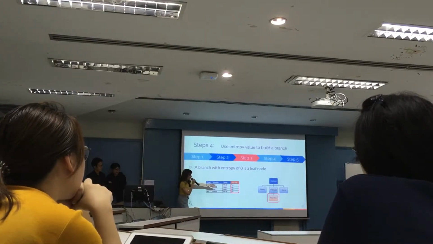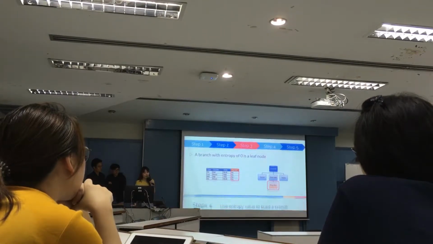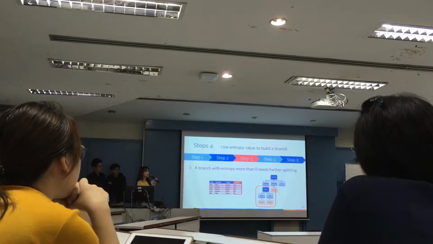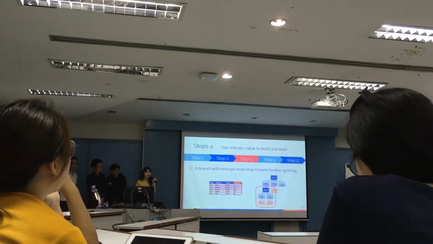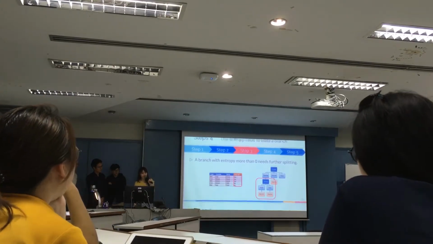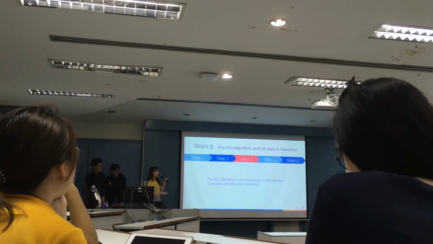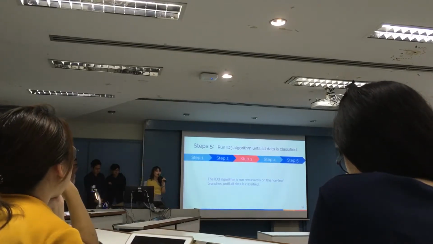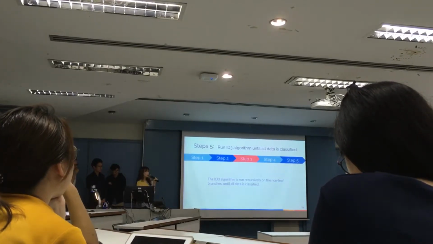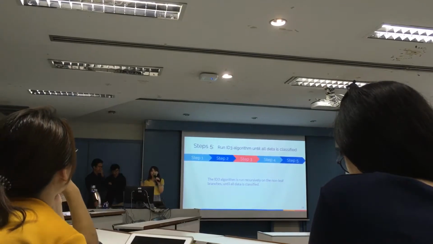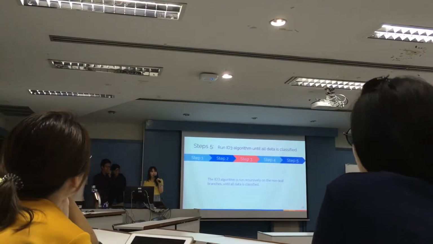You can see that all of them play yes. And a branch with entropy more than 0 needs further splitting. We have to split the branch more. And finally, we have to run the same steps until all data is classified. And this is all the theory. And let's see, we will apply the theory with the survey.